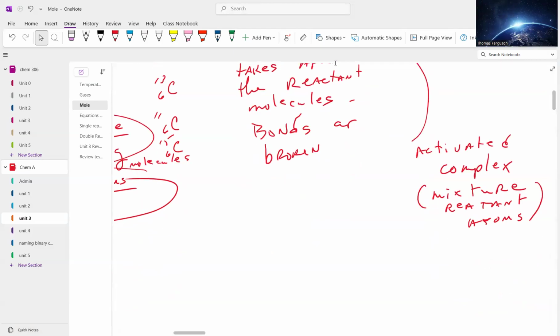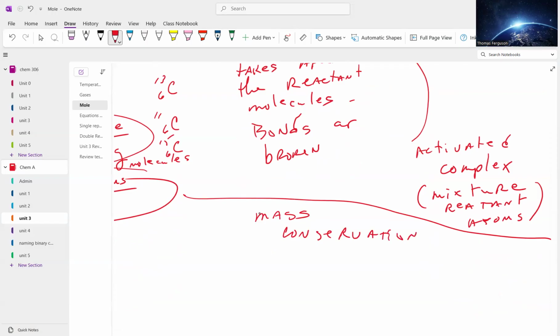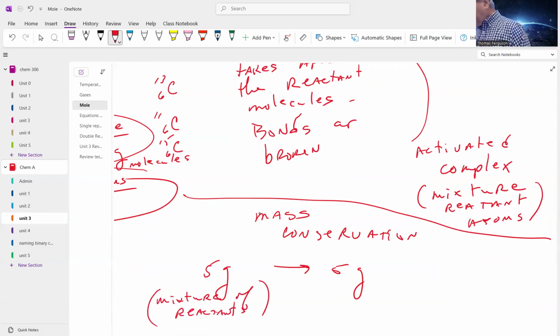What's also required is a mass conservation. Start with 5 grams. Guess how much you end up with? 5 grams. Now that 5 grams is a mixture of reactants. And that 5 grams in the product side is a mixture of products.